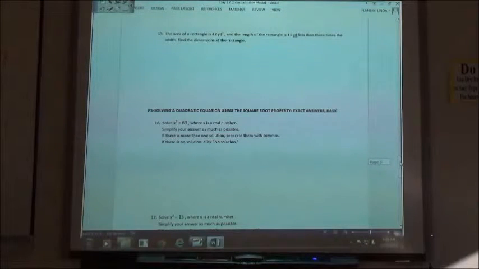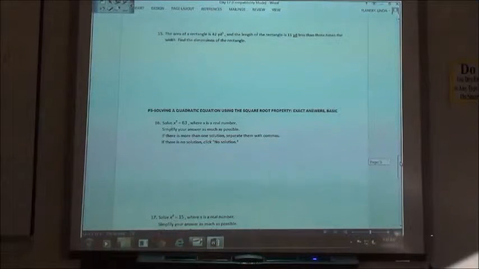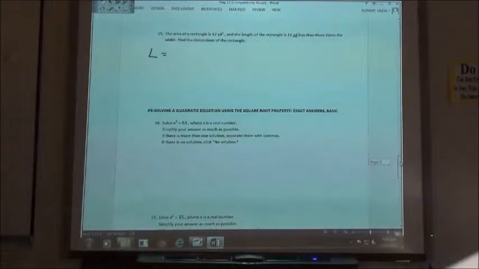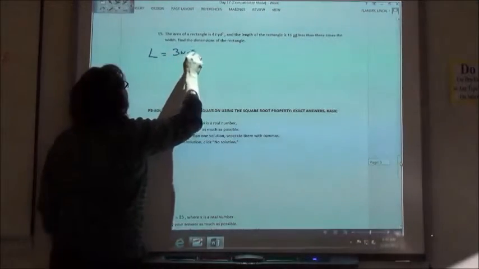Probably not. All right, the area of my rectangle is 42 yards squared. The length of my rectangle is 11 yards less than 3 times the width. So how do I do 11 yards less than 3 times the width? The length is 3W minus 11, exactly. The length is 3W minus 11.